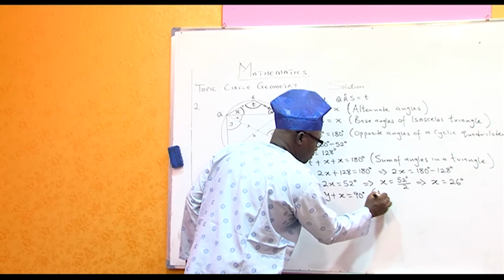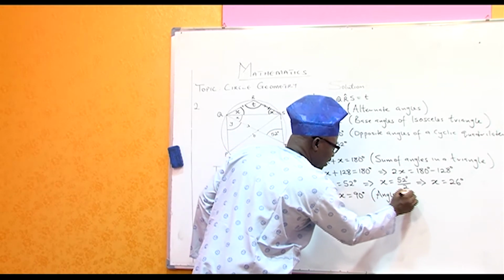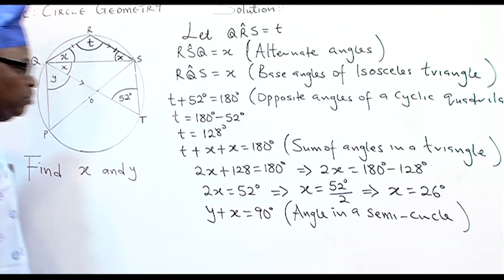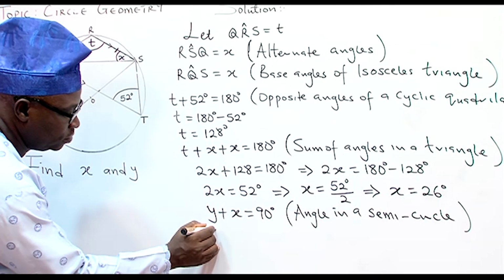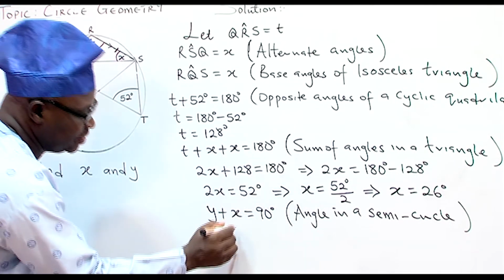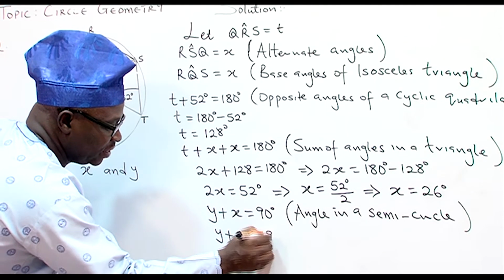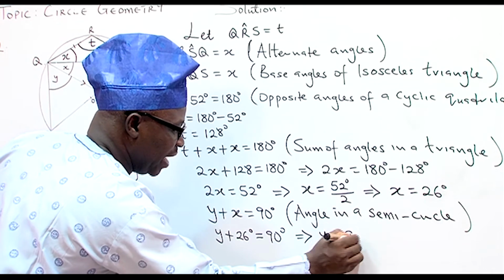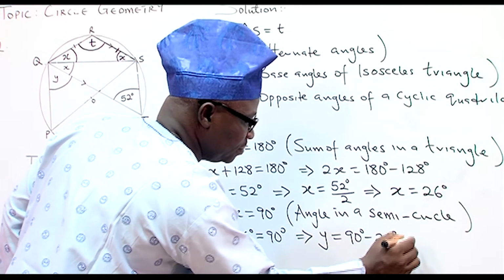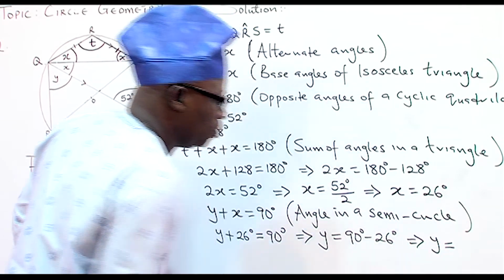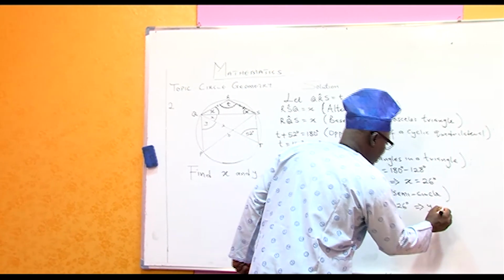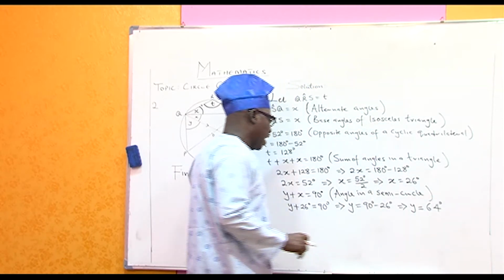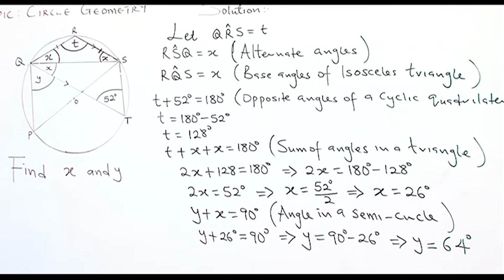The reason for that, angle in a semicircle. Then we are now going to solve Y plus X. X is 26 degrees. Everything is 90 degrees. So that implies that Y is going to be 90 degrees minus 26 degrees. And that implies that Y is going to be, 10 minus 6 is 4. Then 8 minus 2 is 6. So we have Y to be 64 degrees.